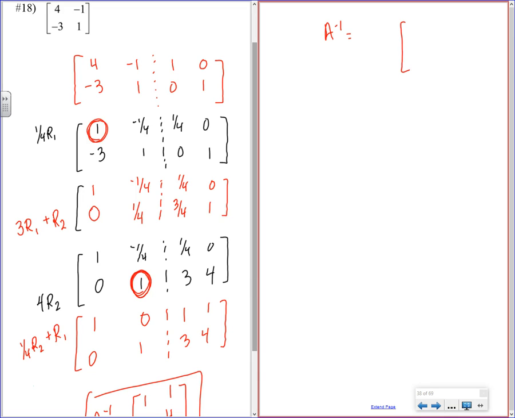Switch or flip the main. Change the signs of the... Wait, double check. What goes here? AD minus BC, that's 1. We're good. On the test, you're going to be using that. Totally fine for a 2x2.